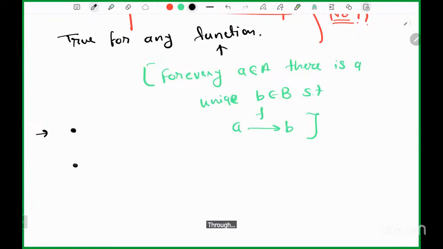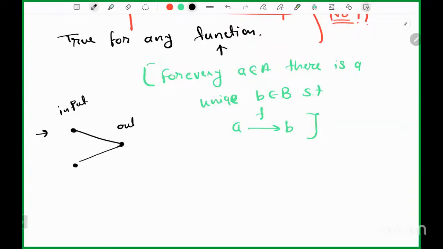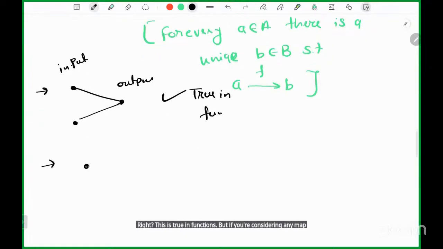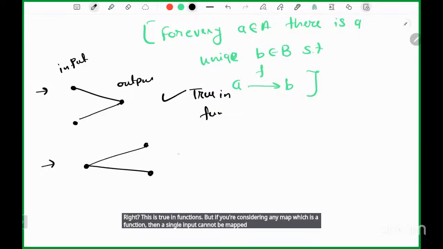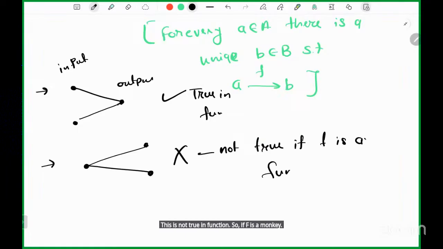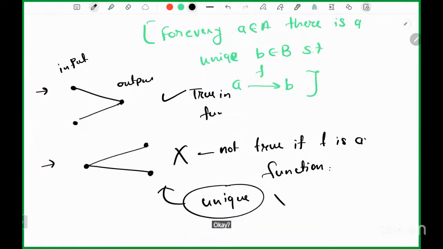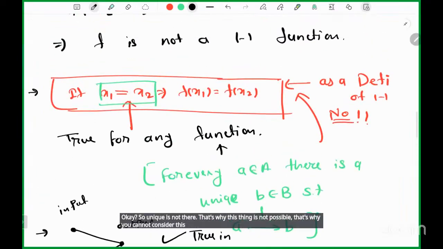In a function, this is true: if you have two different inputs, they can go to a single output. But if f is a function, then a single input cannot be mapped to different outputs. That is not true for a function, as we have already discussed in detail, because it violates the word unique. Unique is not there, so that's not possible. That's why you cannot consider this as the definition of a 1-1 function.